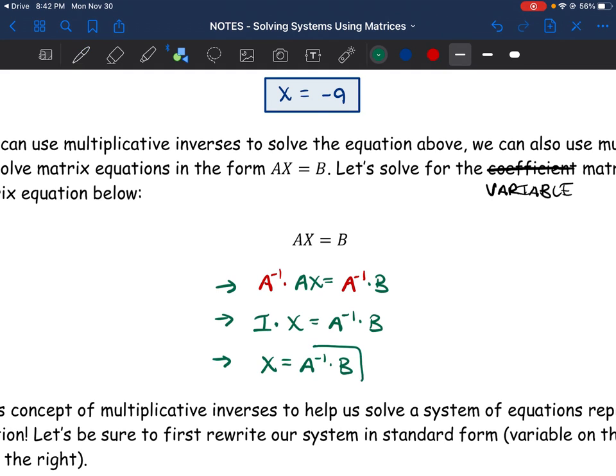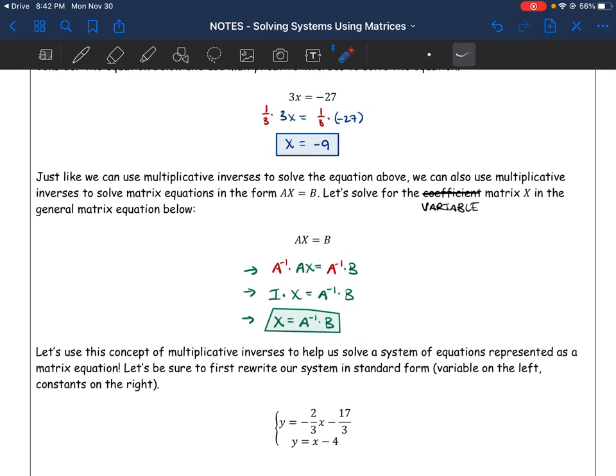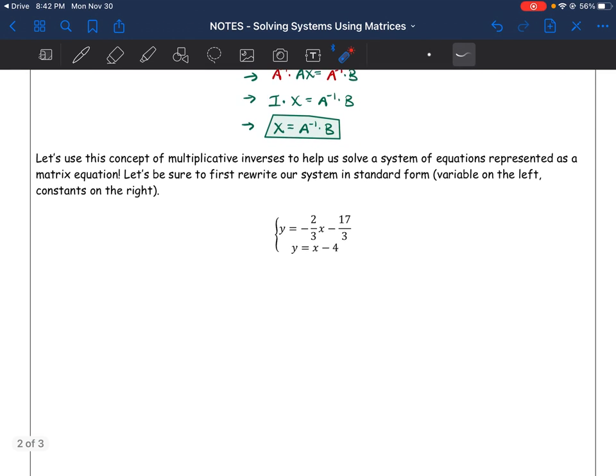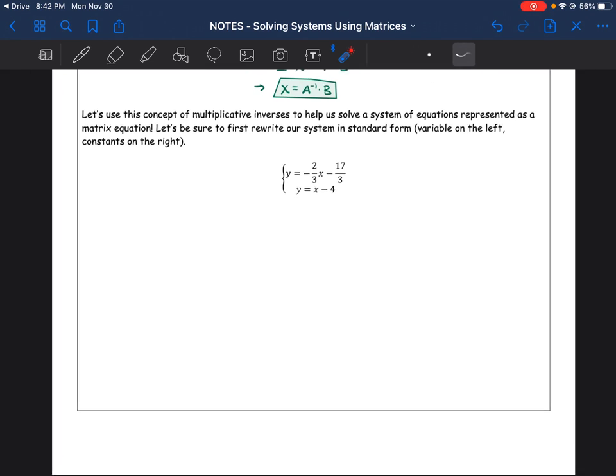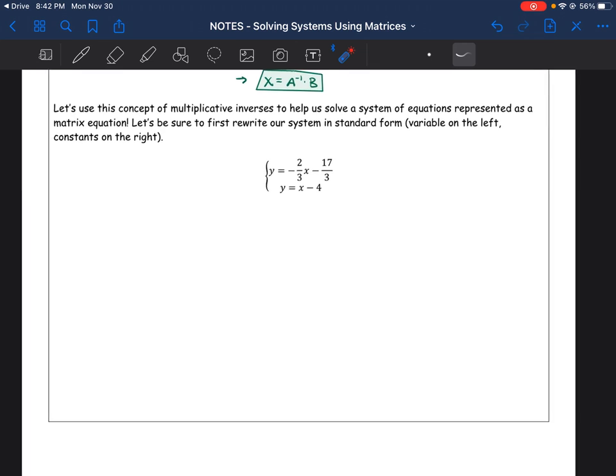And notice that we have achieved our goal. We wanted to solve for the variable matrix X, and the variable matrix X is simply A inverse times B, where A inverse is being multiplied on the left side. Very important there. So let's see an example, and there's going to be a lot of work that goes into this example, so make sure to follow along here.